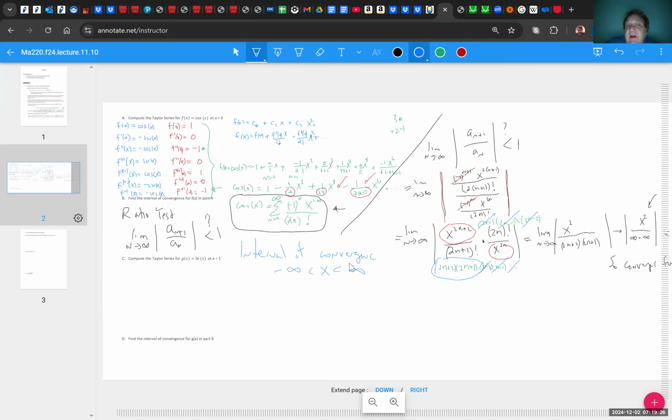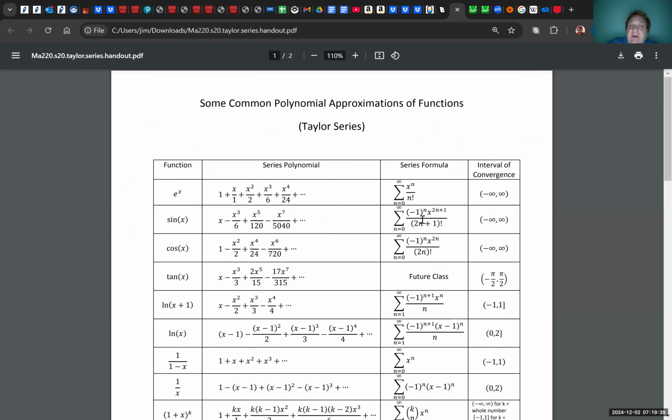So there's the confirmation that the interval of convergence for the cosine Taylor series is all values of x, negative infinity to infinity. And just to remind you, I was verifying this idea of the cosine having this Taylor polynomial series. This is the closed form, and this is the interval of convergence. So all these different functions are on here for your reference. Okay, so hopefully you got the idea of that.